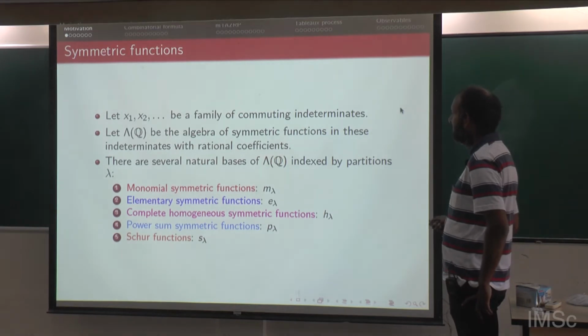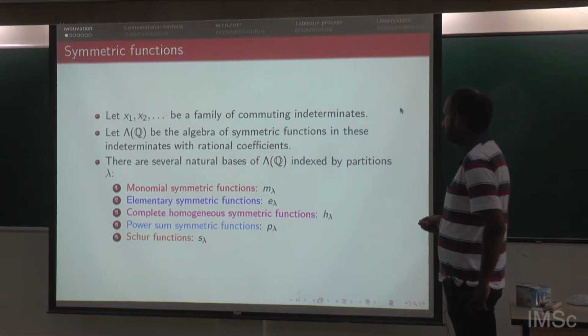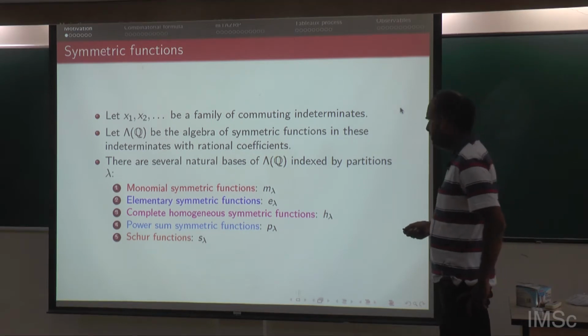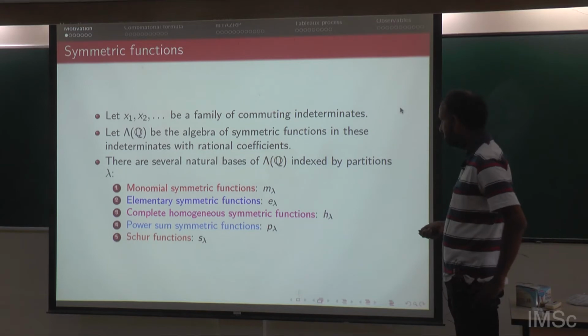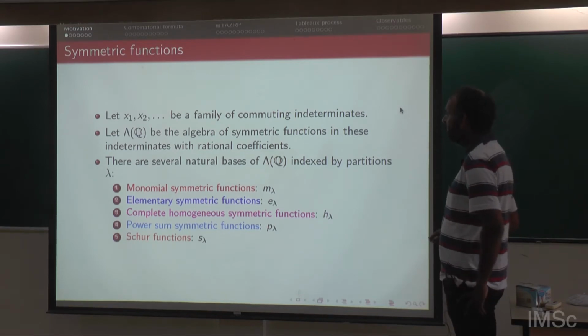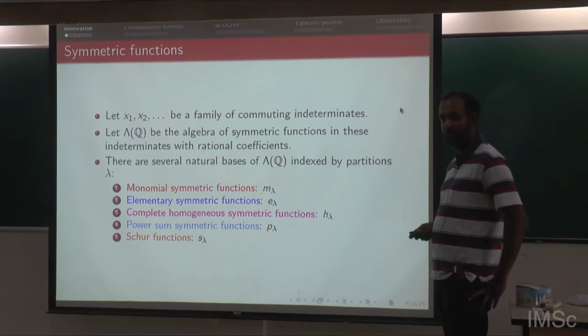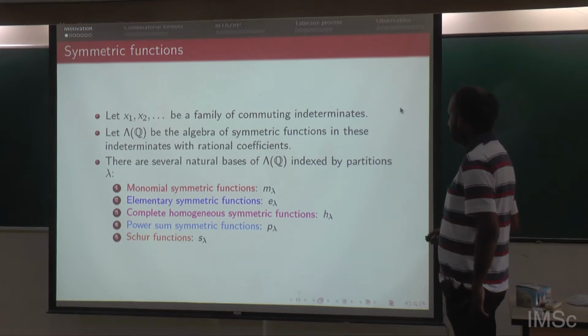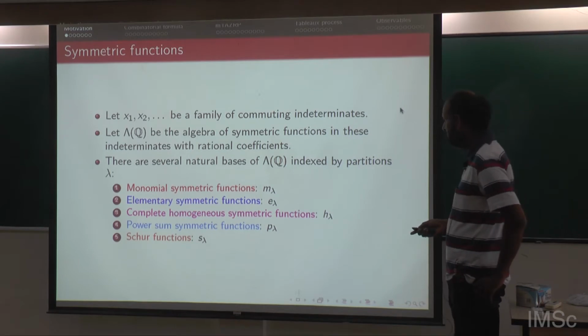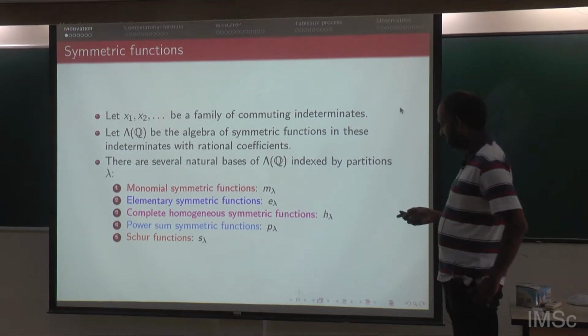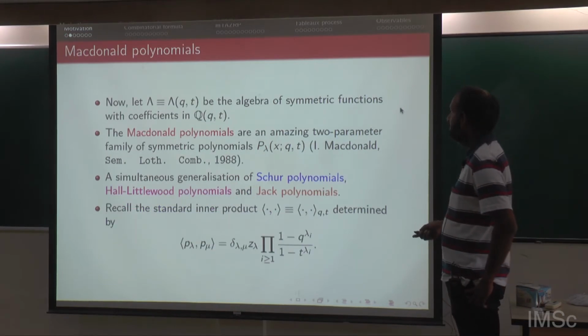There are several natural bases of this vector space, and these are the classical ones: the monomial symmetric functions, the elementary symmetric functions, the complete or homogeneous symmetric functions, and the power sum symmetric functions. These are older, maybe 19th century or so. But the Schur functions are like the one ring to unite them all, and in some sense the most natural basis, and it has several connections to other areas of mathematics.